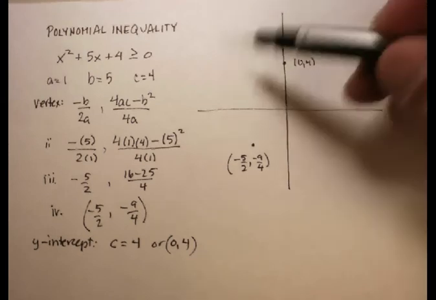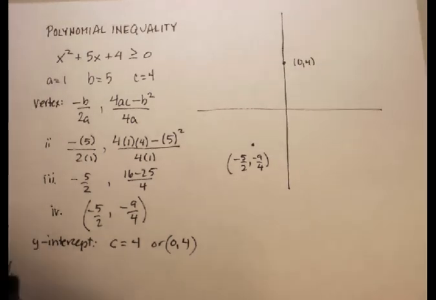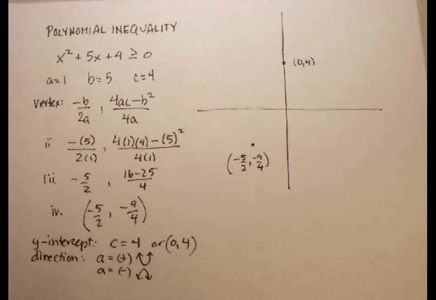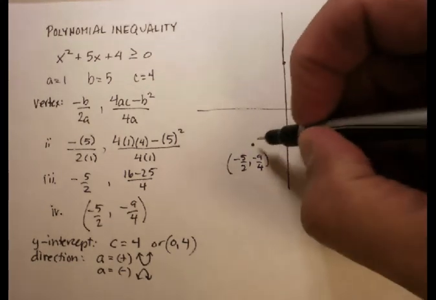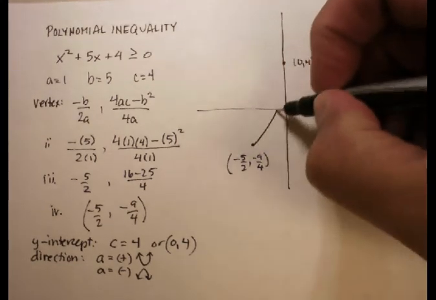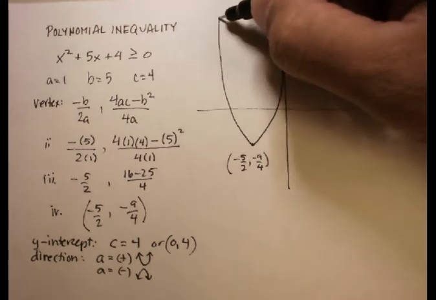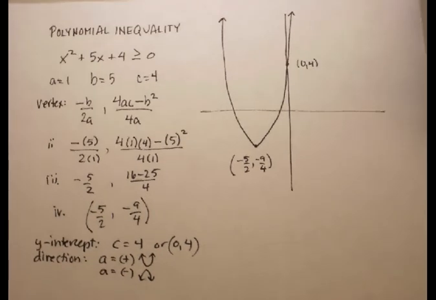It looks like it's going to go upward, and I can verify that by looking at my a. Remember that you can figure out the direction of your parabola just by looking at the a and seeing whether it's positive or negative. If it is positive, which it is in this case, my parabola goes upward. If my a is negative, it goes down. In this case, it's actually a positive 1. So let's go back to our quick sketch and estimate what that parabola is going to look like. That looks pretty decent.